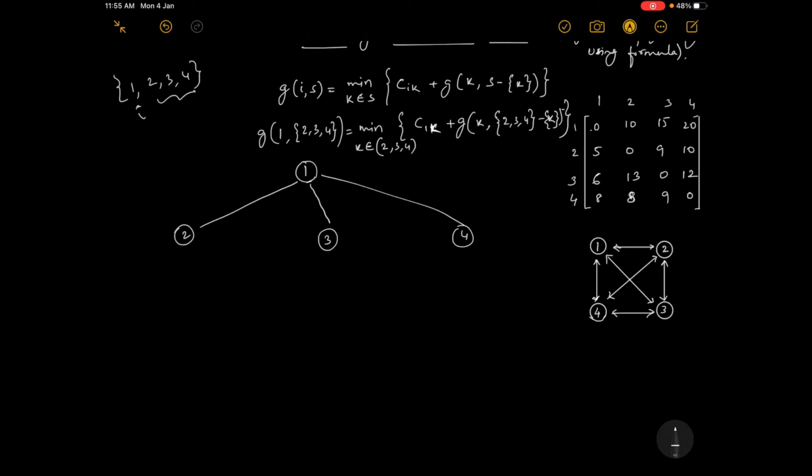Now what is C1, what K have you chosen? K is this, 1 to 2. So C12, with K as 2, it is C12 plus G of 2 comma. Out of this set you have to remove K, so remove 2. What is left out? 3 comma 4. Correct, so this is one cost.